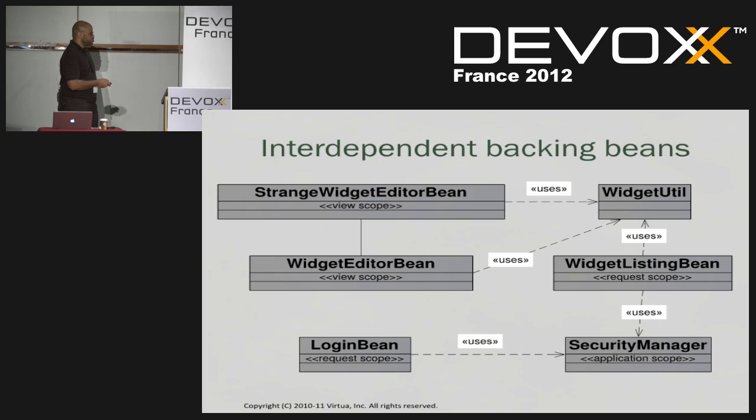Login bean is just in request scope, and so is widget listing bean. Widget util is a static utility class, so it's not in a particular scope. So now we have a lot more control over the scoping of our beans as well.